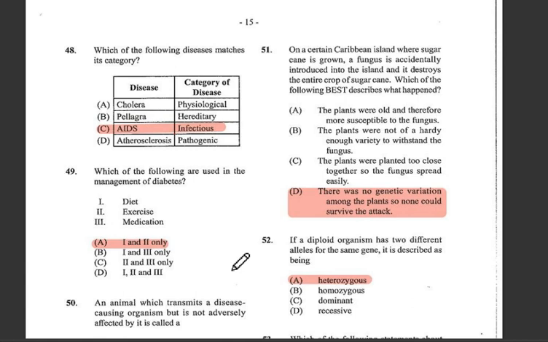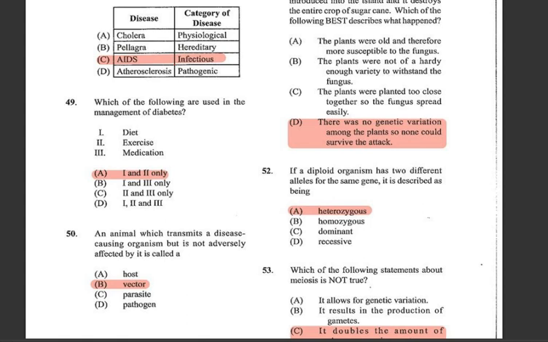Alright, so when we are talking about genetic variation, it would mean the difference in the sequence between an individual and its population. Their variation would be occurring in the germ cell. So if there's any change in the DNA of the cell, the sugarcane will not survive the attack.